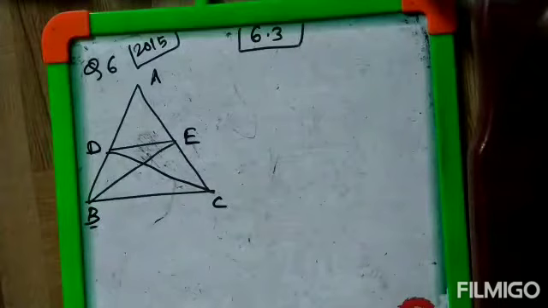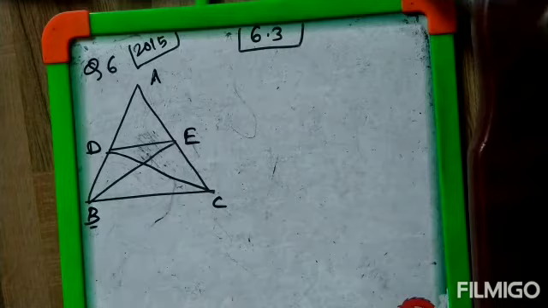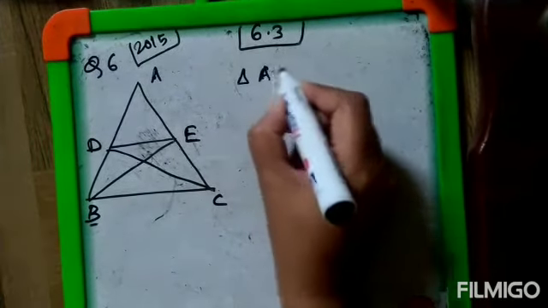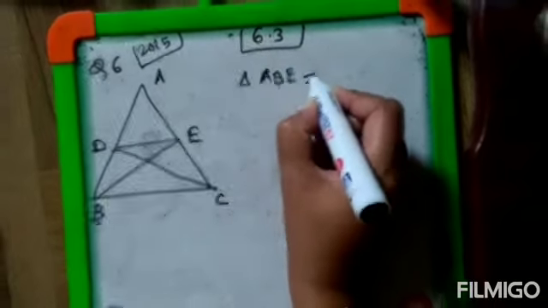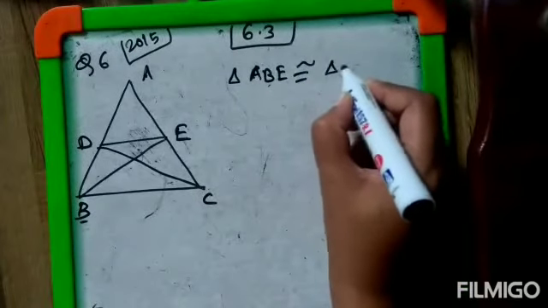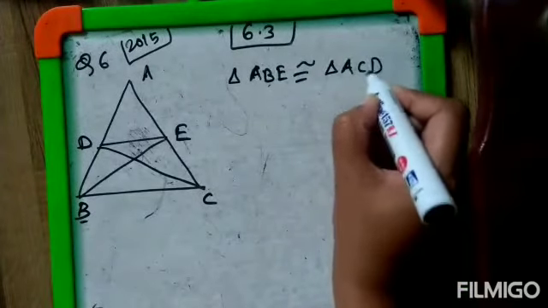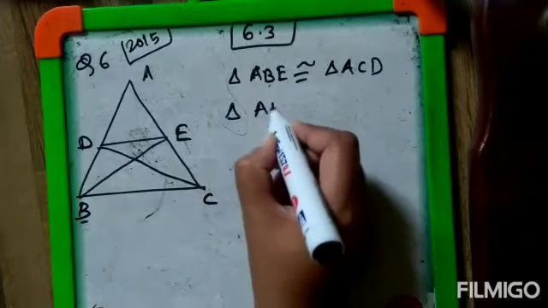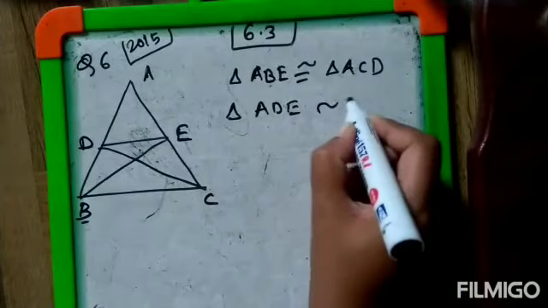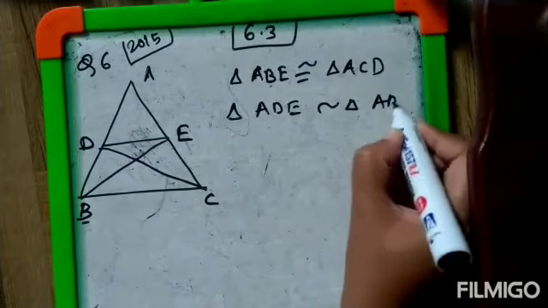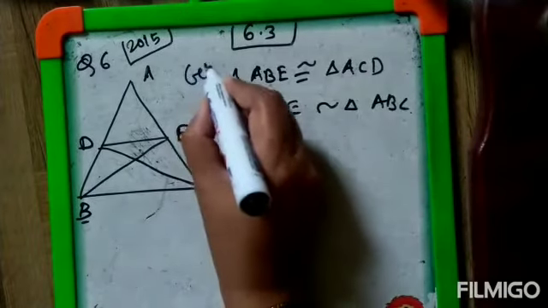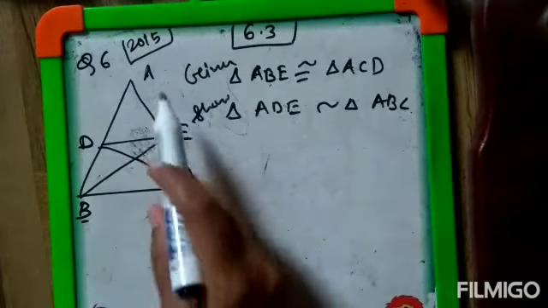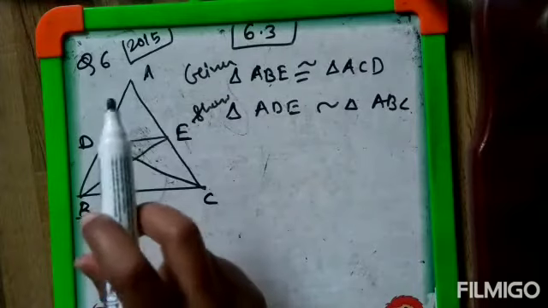Exercise 6.3 question number 6, asked in the board exam 2015. In the given figure, if triangle ABE is congruent, check, not similar, it is given as congruent to triangle ACD, show that triangle ADE is similar to triangle ABC. This is given, and this we have to show.